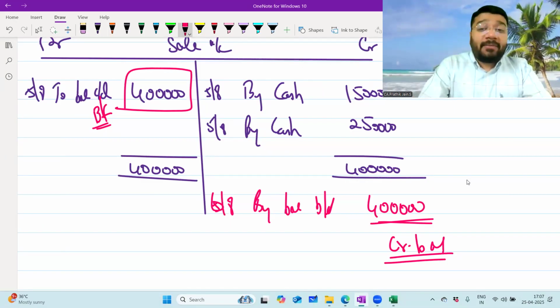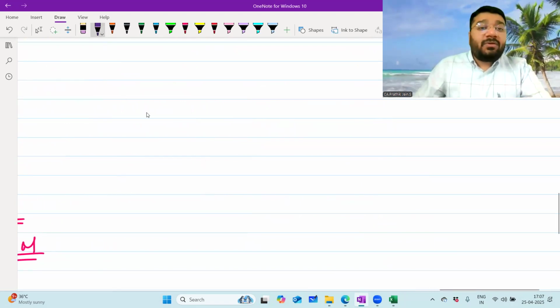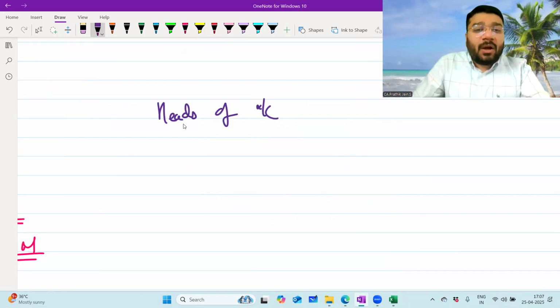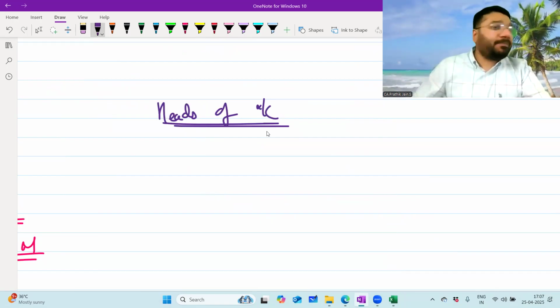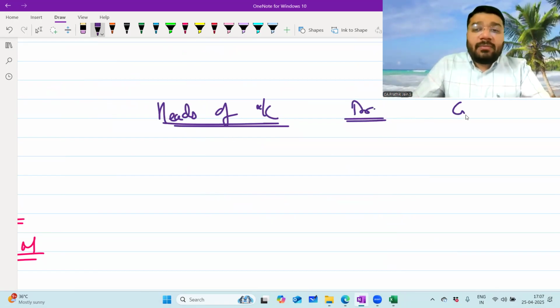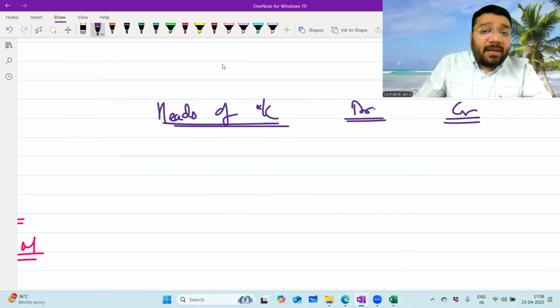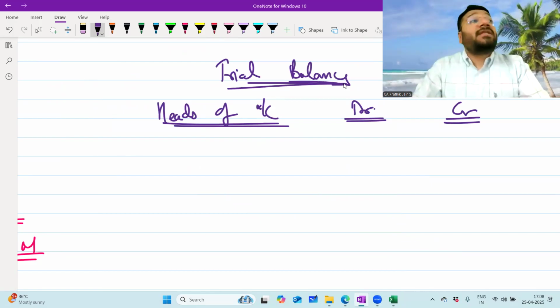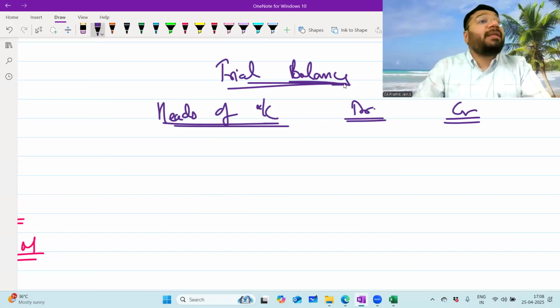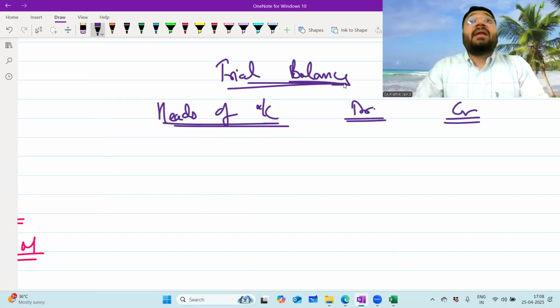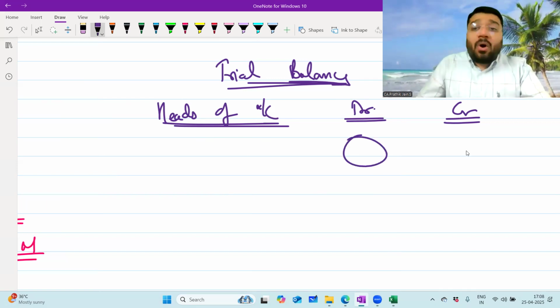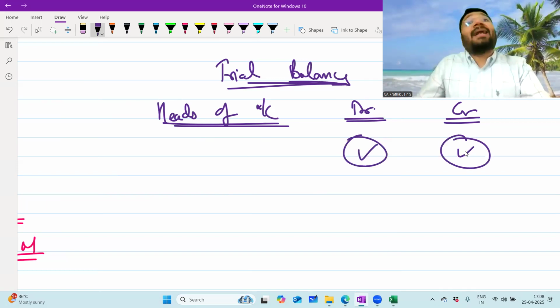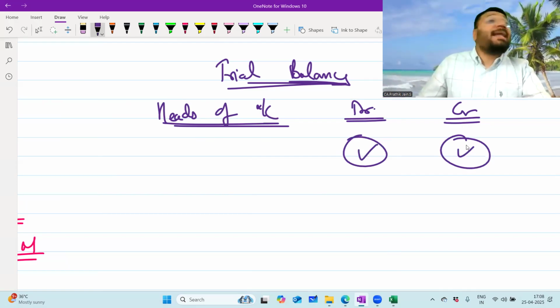Now what do we have to prepare? The trial balance. The format goes this way. First will be heads of accounts, the ledger account names. Then we have the debit column. Then we have the credit column. In the trial balance, only those accounts can enter which have got a balance brought down. One more time. In the trial balance, either in the debit column or the credit column, you can record only that amount which has got a balance brought down in any ledger.